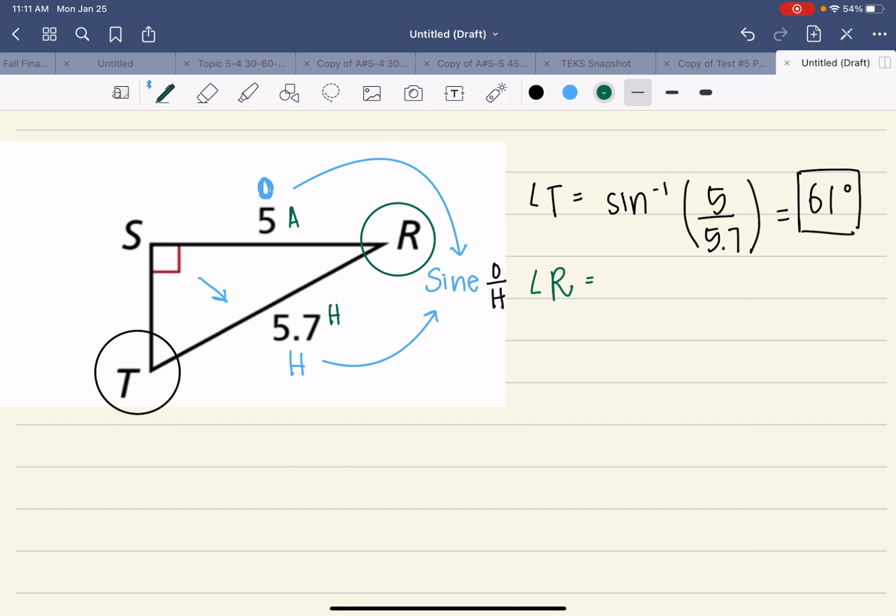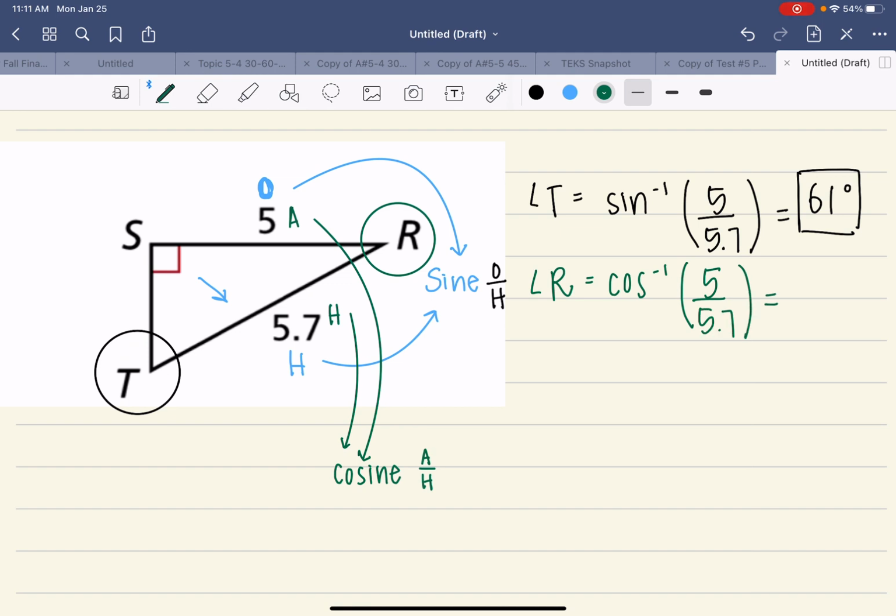So the trig ratio that uses adjacent and hypotenuse is cosine. And that's adjacent over hypotenuse. So we'll use the cosine inverse and then type in 5 divided by 5.7 because that's the adjacent side over the hypotenuse. And you should get 28 point something, and we're going to round it to 29.